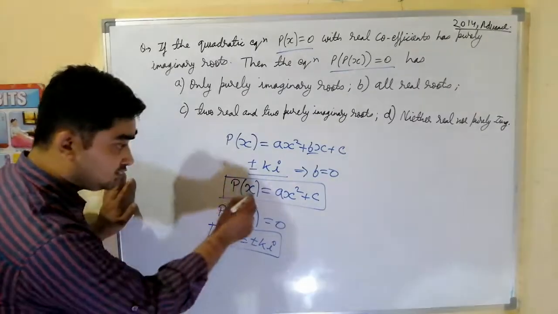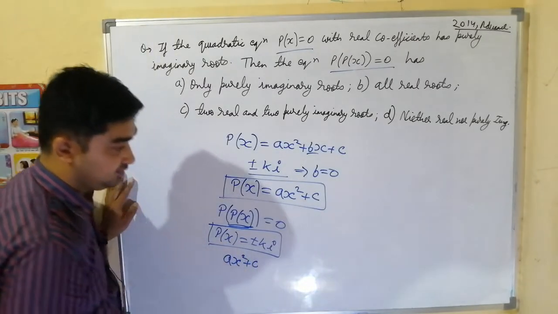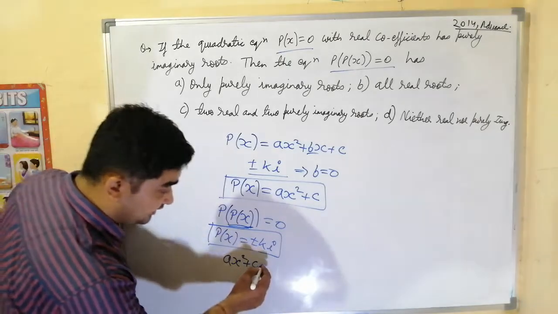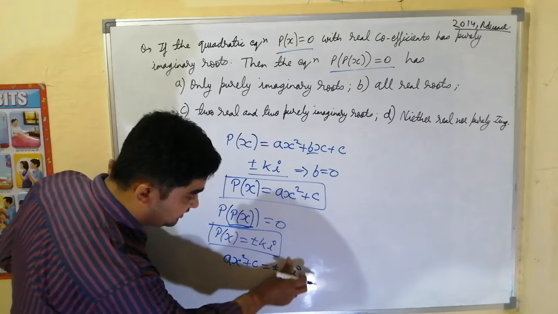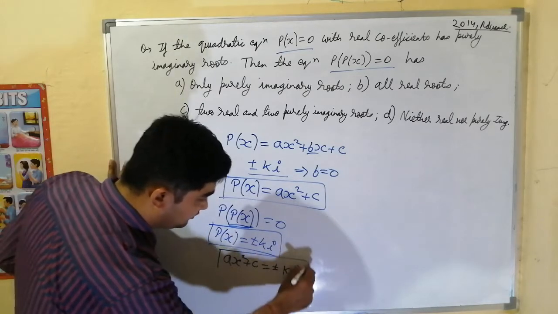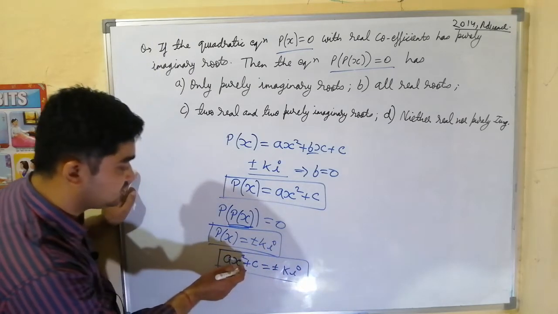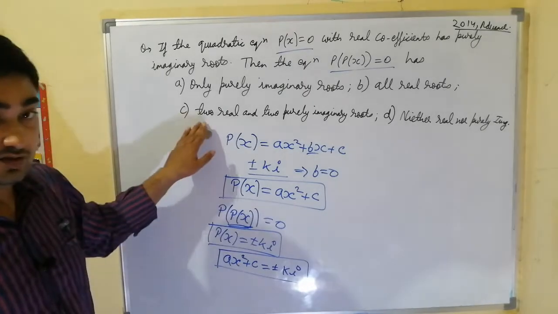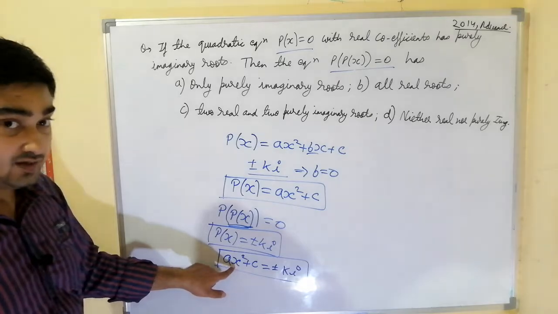Now, what is p(x)? p(x) is ax square plus c, because b is 0. That should become plus or minus ki. Now, we have to look at this equation and find the possible values of x, because finally we have to find x. X is a root; the input is p(x), but the roots are x.